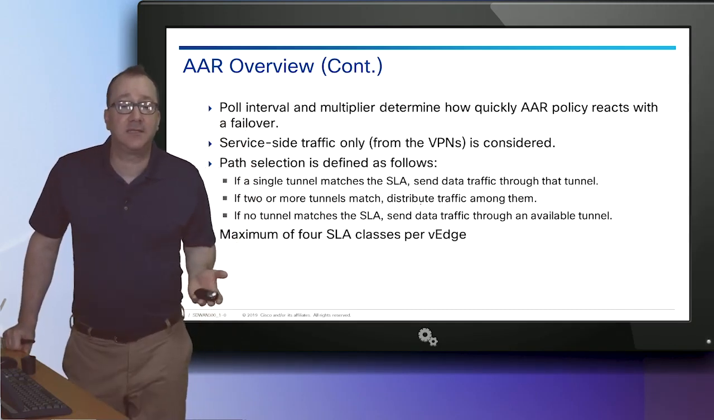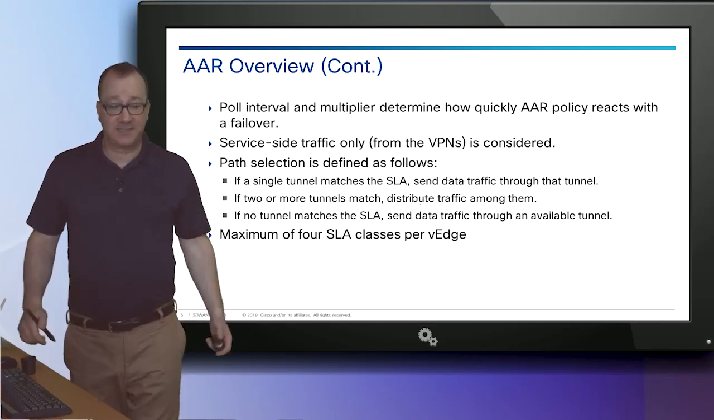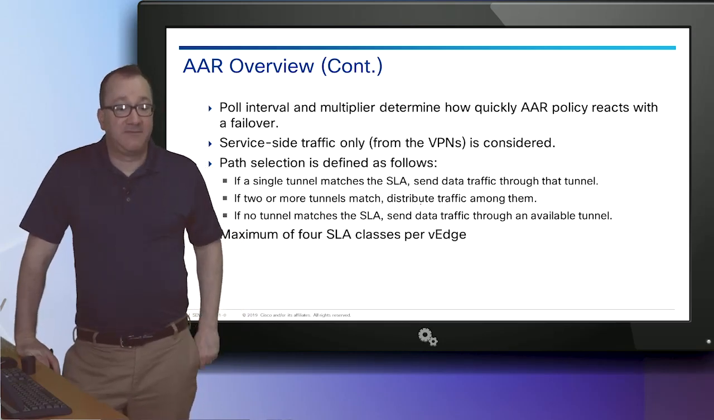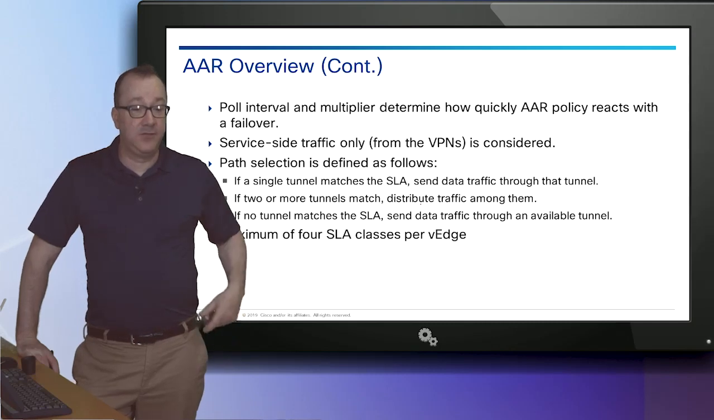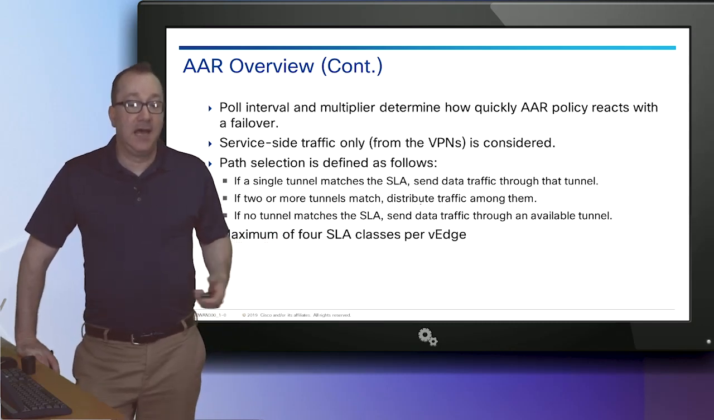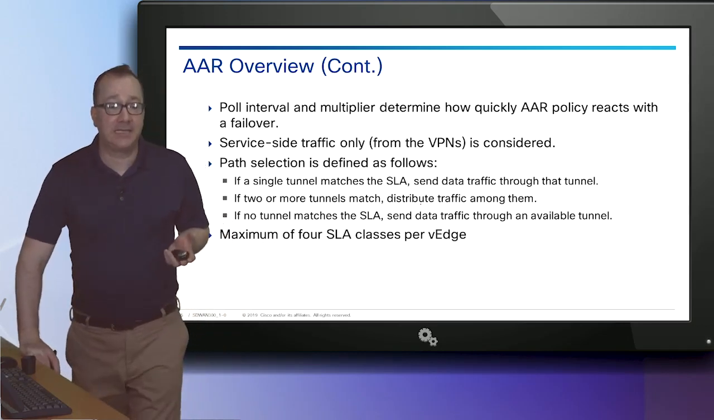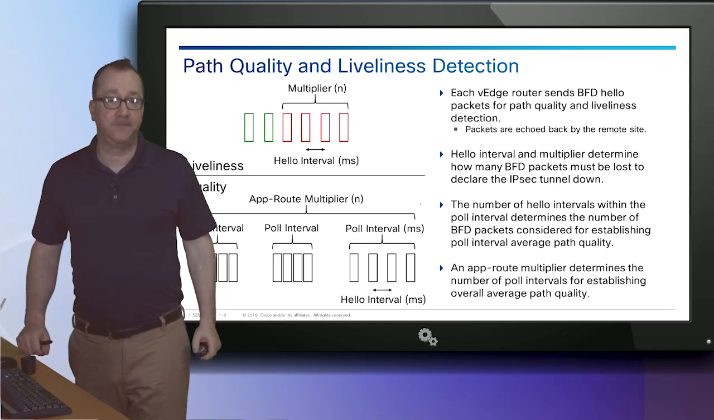Then the path is going to be selected. Selection is going to be defined as follows. If a single tunnel matches the SLA, send data traffic through that tunnel. If 2 or more tunnels match, distribute the traffic among them. If no tunnels match the SLA, send data traffic through an available tunnel. Note that if 2 tunnels match the SLA, the load is distributed, so we do equal cost multipathing.